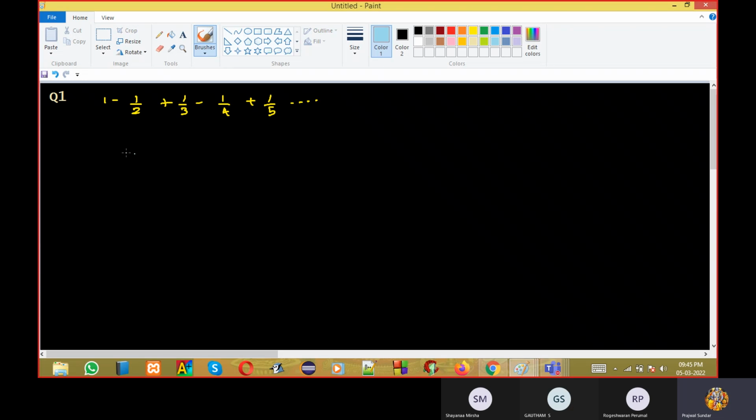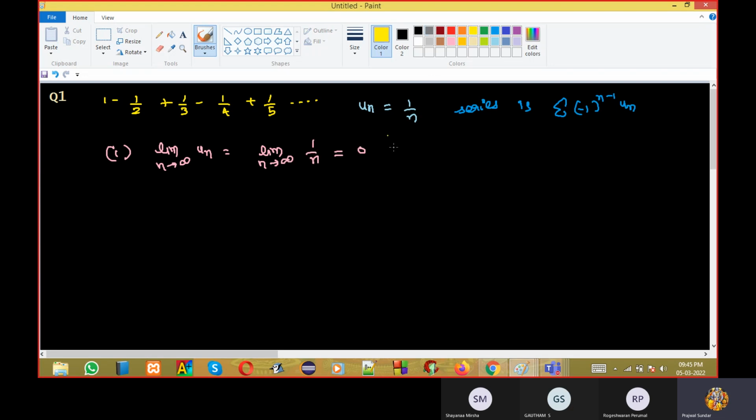So you are taking u_n as 1/n, only the positive part, and the series is sigma (-1)^(n-1) u_n. Now first you check limit n tends to infinity of u_n. What is it? Limit n tends to infinity of 1/n equals 0. So the first condition of the Leibniz test is satisfied. Second condition, what is it? You check u_n by u_(n+1), you just do the ratio. What will you get?